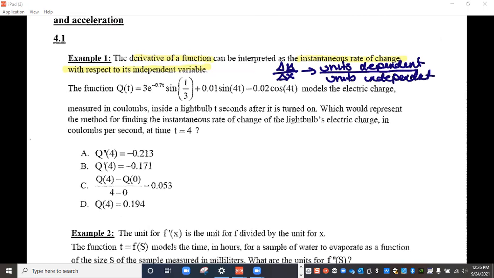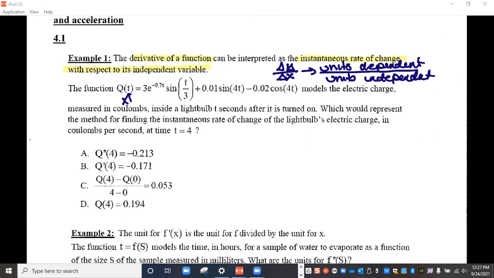So miles per hour, for example, when you're driving your car, that's a derivative. Again, miles are the units of our dependent variable, and hours are the units of the independent variable. So we're going to look at a lot of other functions, not just in terms of x and y. If you take a look at this first example, they're giving you this function Q of t. Notice instead of using an x, they're using a t. So my independent variable is t instead of x.